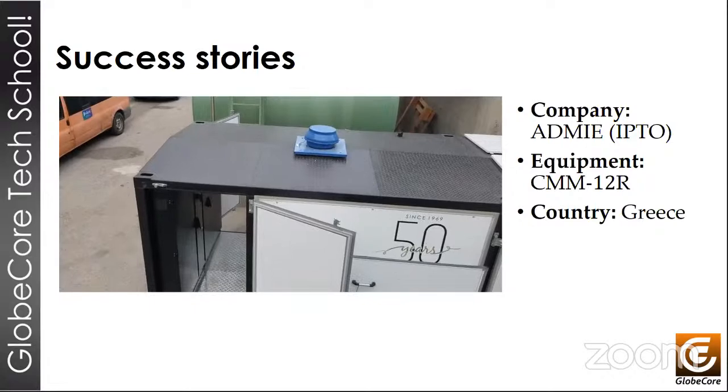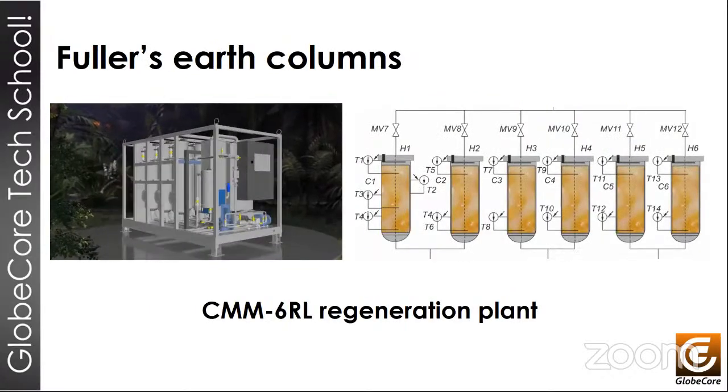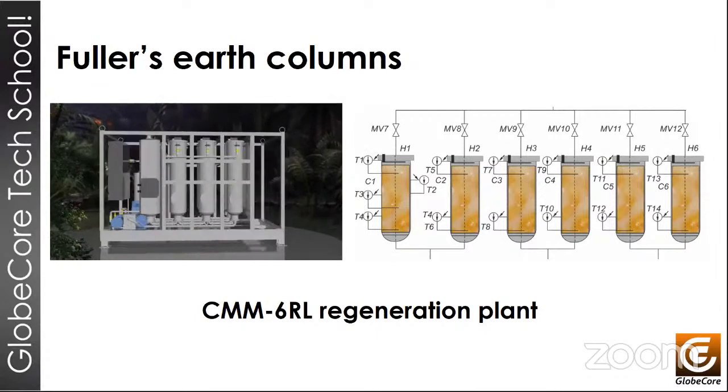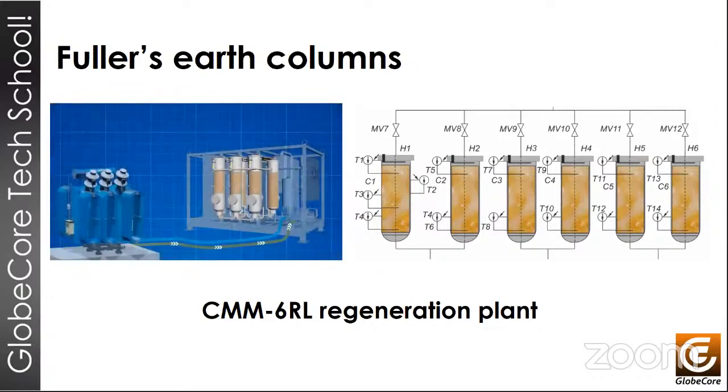Okay. Next slide, please. So, all right. Now let's talk about a CMM6RL machine. 6 means the 6 columns with Fuller's earth. So the most important components are, of course, the columns with Fuller's earth.